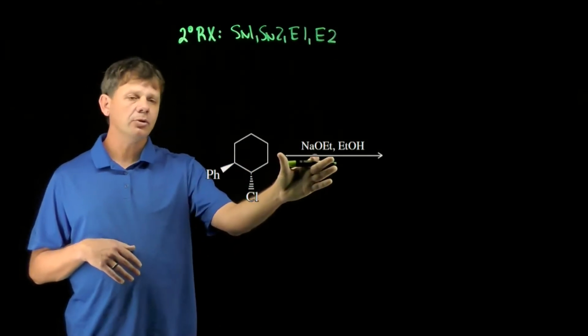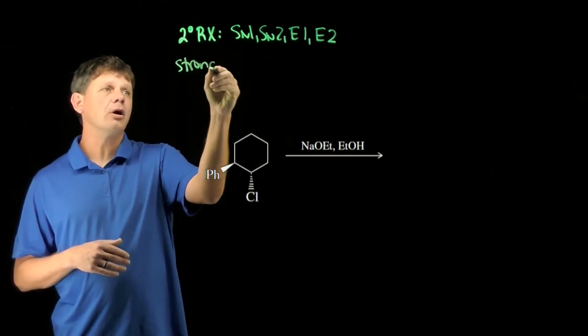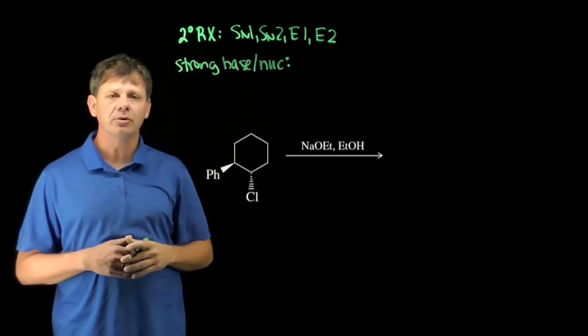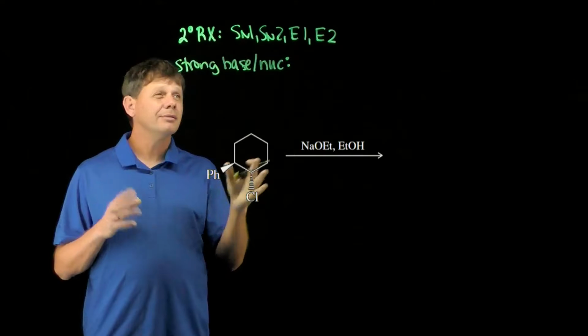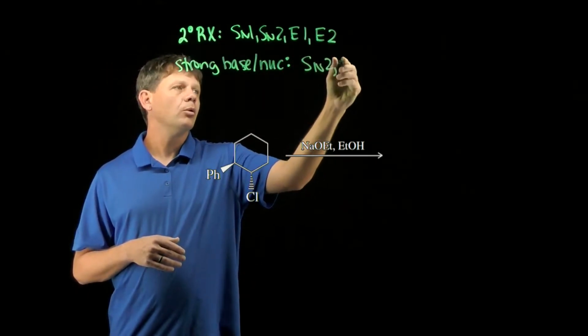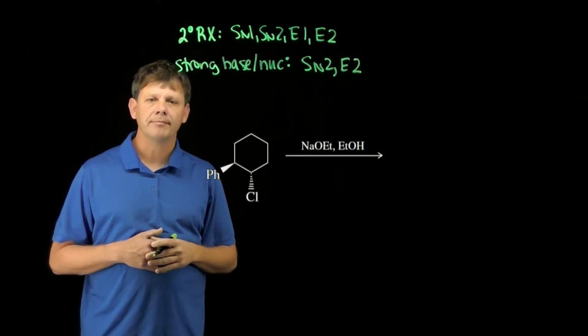Our base/nucleophile, sodium ethoxide, is a strong base, and so we're going to call it a strong base/nucleophile since we don't know whether it will do substitution or elimination yet. But whichever one it does, it's going to do either SN2 or E2. It's not going to wait around for a carbocation to form.